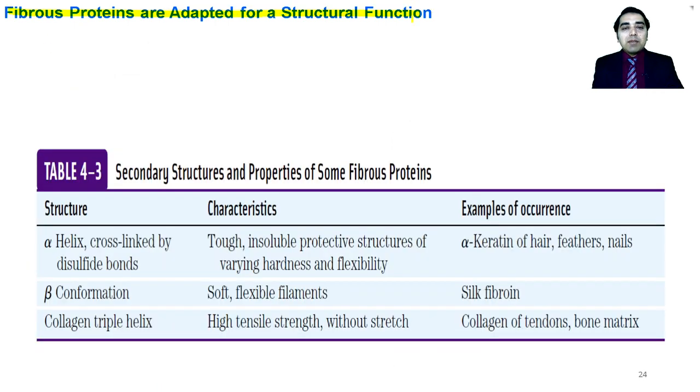Fibrous proteins are adapted for a structural function. We can see the alpha helices are cross-linked by disulfide bonds. This gives them a tough, insoluble, protective structure varying in hardness and flexibility. Examples of these kinds of interactions are alpha keratin of the hair, feathers, and nails. The beta conformation gives soft, flexible filaments, and they are found in silk fibroin. And if we see the collagen triple helix, it gives high tensile strength without stretch, and the collagen of the tendon, bone, and matrix are examples of those.